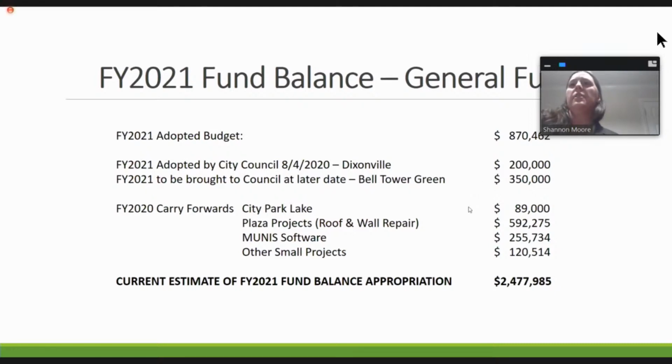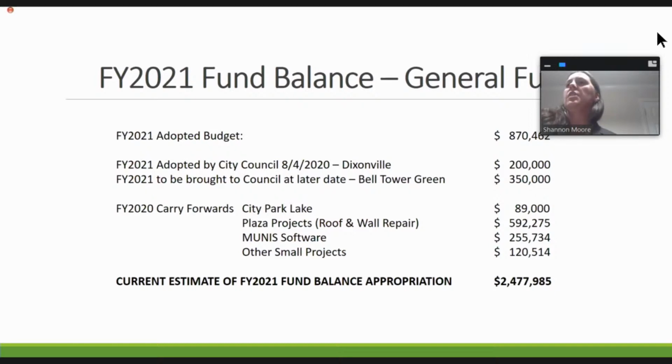And then we have various carry forwards. Most of these projects, City Park Lake, if you'll recall, we started the project. There were some delays because of COVID construction. So that still has $89,000 left on that contract that will carry forward into FY 21. The plaza projects, there were some roof and wall repair projects. Kind of the same story. We weren't really able to have some of our bid meetings because of social distancing.